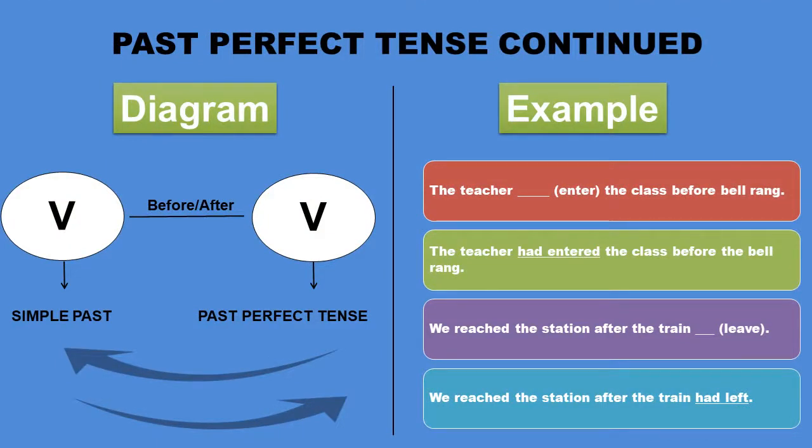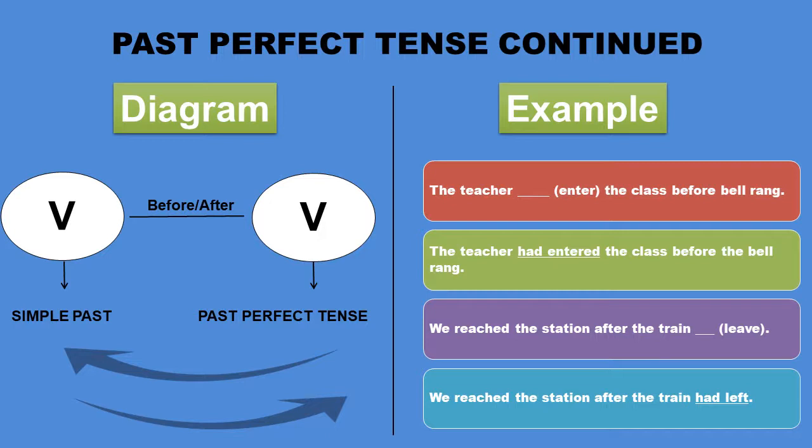Let us now try to understand past perfect tense with the help of a diagram. Like the previous diagram, this diagram also has three parts. V indicates verb, and before and after are the signal words. You will find any one of them in your sentences. Now on the right side of your screen, as you can see, one sentence is given: the teacher (within bracket) enter the class before the bell rang.